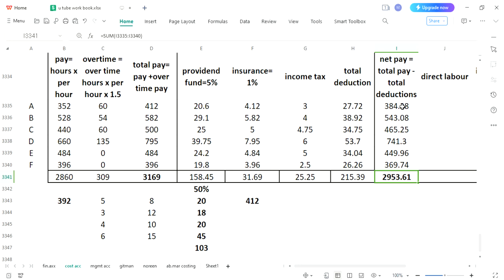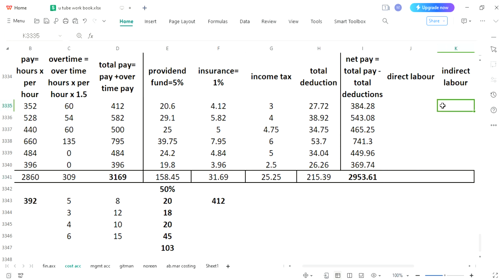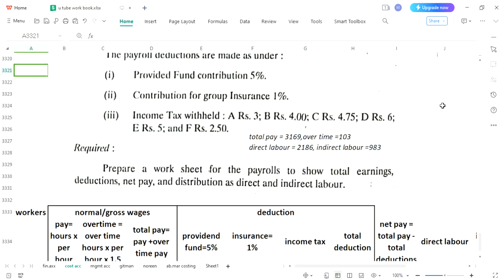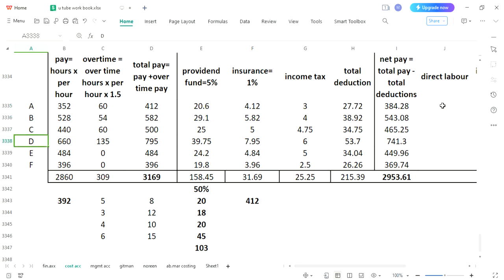Alright guys, so now we will see how much is direct and indirect labor. For that, the answers are available, direct labor and indirect labor, but for that you will choose the second method for calculations. This is the method where you purely include normal hours and do not include any overtime hours. Here you will include both simple or normal hours plus overtime hours.